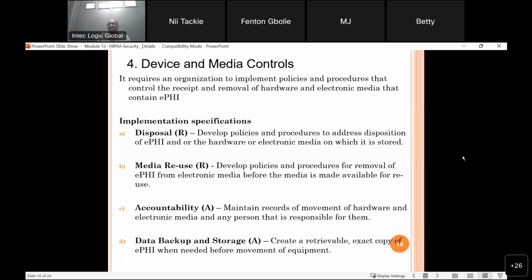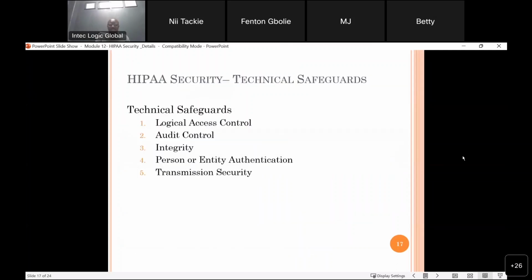Then backup. It also requires that anytime you want to move a device from one place to another place, make exact copies of the PHI that is on it. Maybe you are taking it to another city. Make sure you keep exact copies, because as you go, you may never know what will happen on the way, right? Good. The last one, and we are done for today, is technical safeguards.